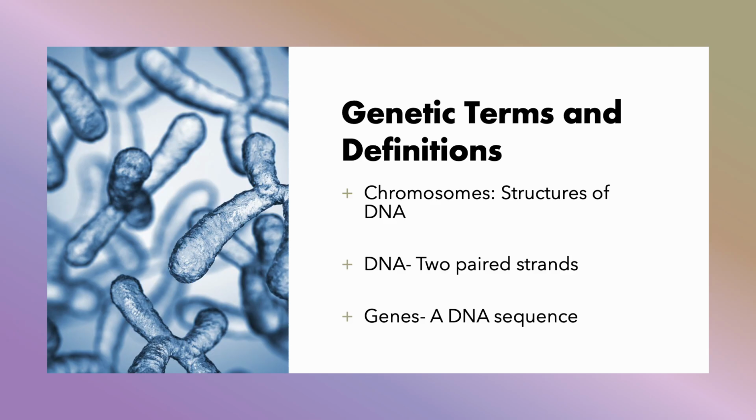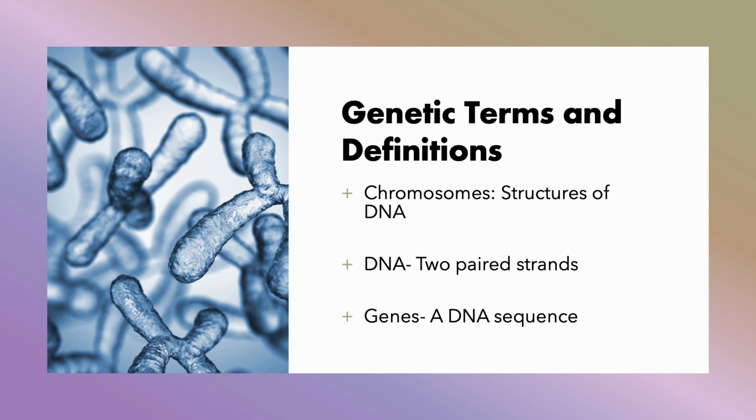Genetic terms and definitions. Chromosomes are structures of DNA in the nucleus of cells. There are normally 46 chromosomes in humans, and that's 23 pairs. DNA is made up of two twisted, paired strands composed of sugars linked by 4 nucleotide bases, adenine, thymine, cytosine, and guanine, specifying the amino acids that make proteins. A is always paired with T, and G is always paired with C.